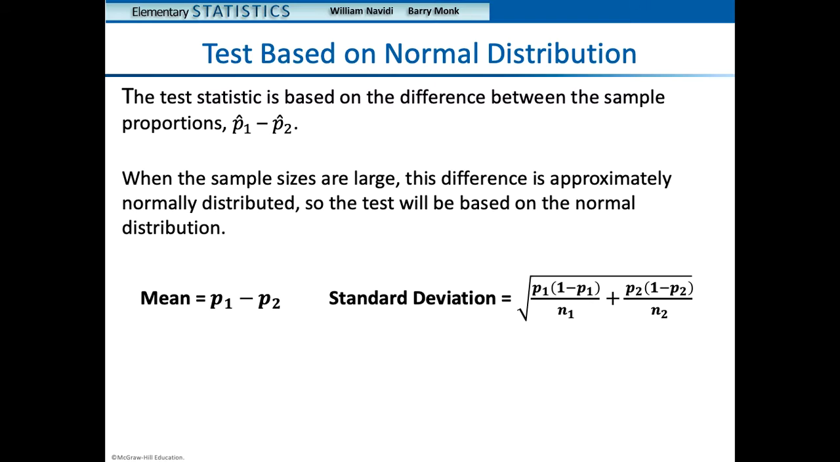Square root of p1 times 1 minus p1 over n1 plus p2 times 1 minus p2 over n2. And then, of course, the test statistic value is found by taking the random variable, which is this, minus the mean, which is this, divided by the standard deviation, which is this.